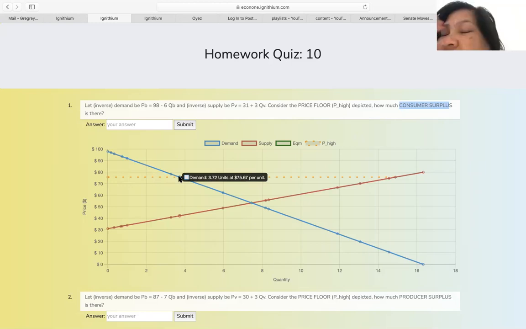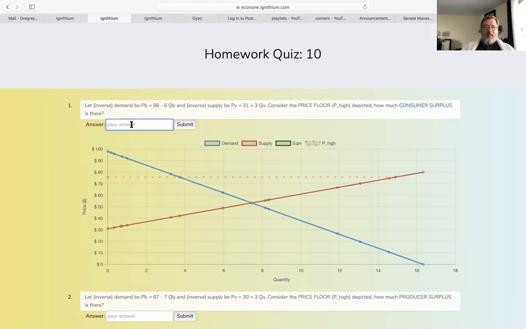Yeah, so let's go ahead and I have my calculator here. You have your calculator. Let's go ahead and calculate it. So I have 98 minus 75.67. Okay, and I get 22.33. And then I'm going to do times 3.72, right? And then times 0.5 because it's a triangle. It's 41.53. Yeah, that's what I got.